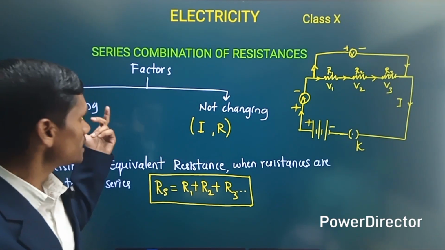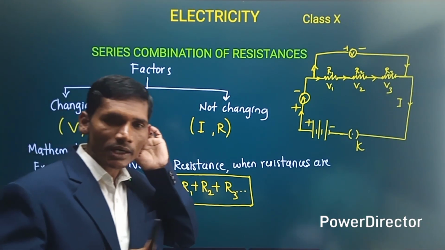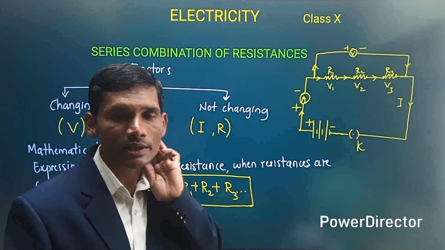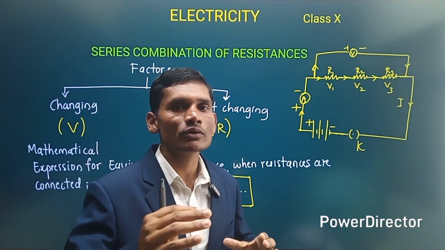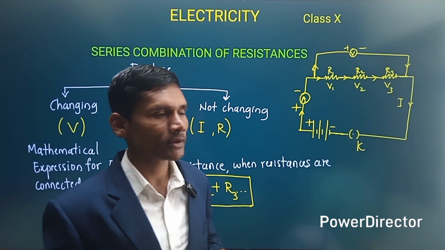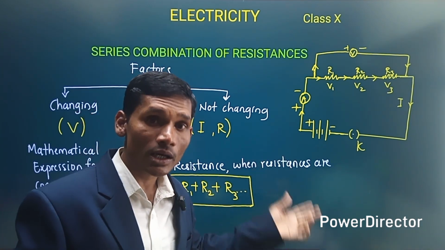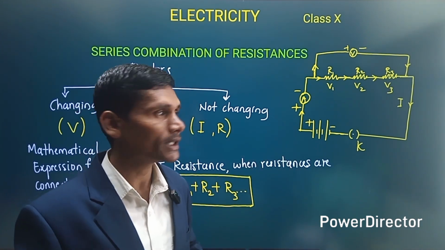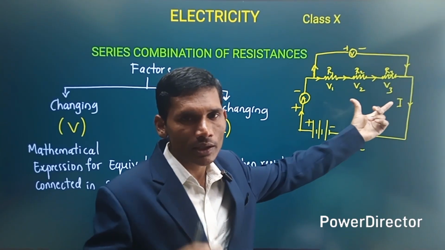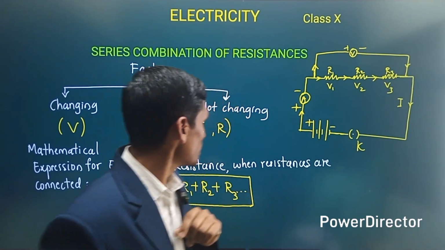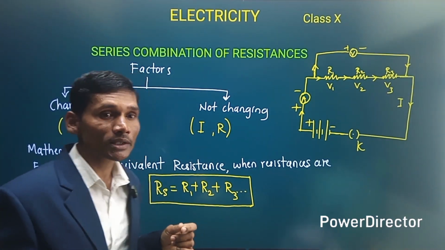Coming to changing factors. When you connect resistors in series, the potential difference divides into V1, V2, V3, and so on. Whereas the resistance will be constant, the current will also be constant. What is constant in a series circuit of resistances? Remember. Next, coming to here, if you want the equivalent resistance, what is that?